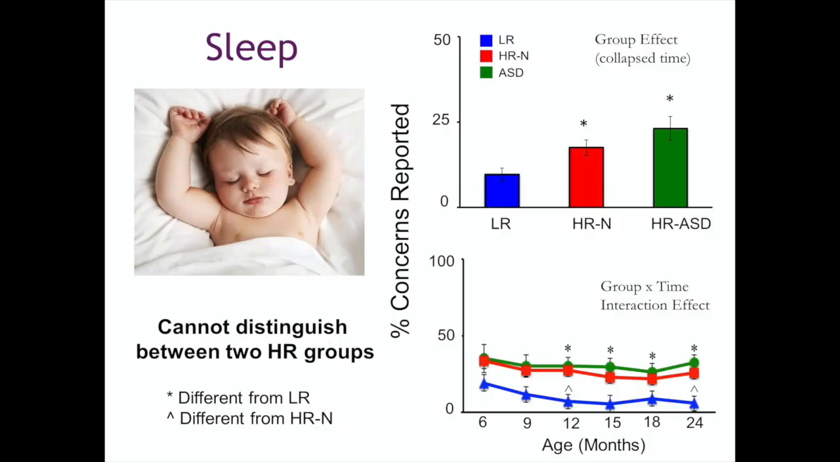So I'm going to take you through each of these developmental domains and tell you how our parents reported these concerns. So first we have sleep, and all of my graphs that I'm going to show you will look like this. So on the top right, I have just the group effect collapsed for time. So were the groups different? And then you can see on the bottom, I have the group by time interaction. So how the parents scored at each of the time points. And you can see that on the y-axis, I have the percentage of concerns reported. So if it was 0%, it meant no parents at this time point reported this concern. And if you're at 100%, it means every parent in that group reported that concern. And then across the bottom there, you can see I've got the age in months.